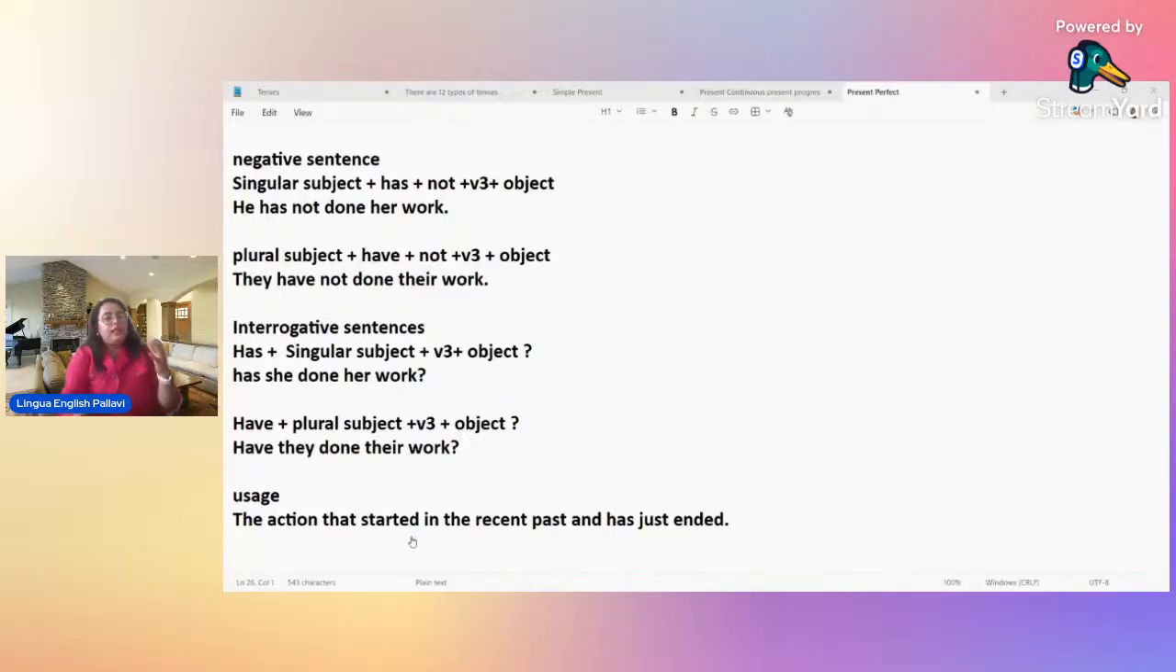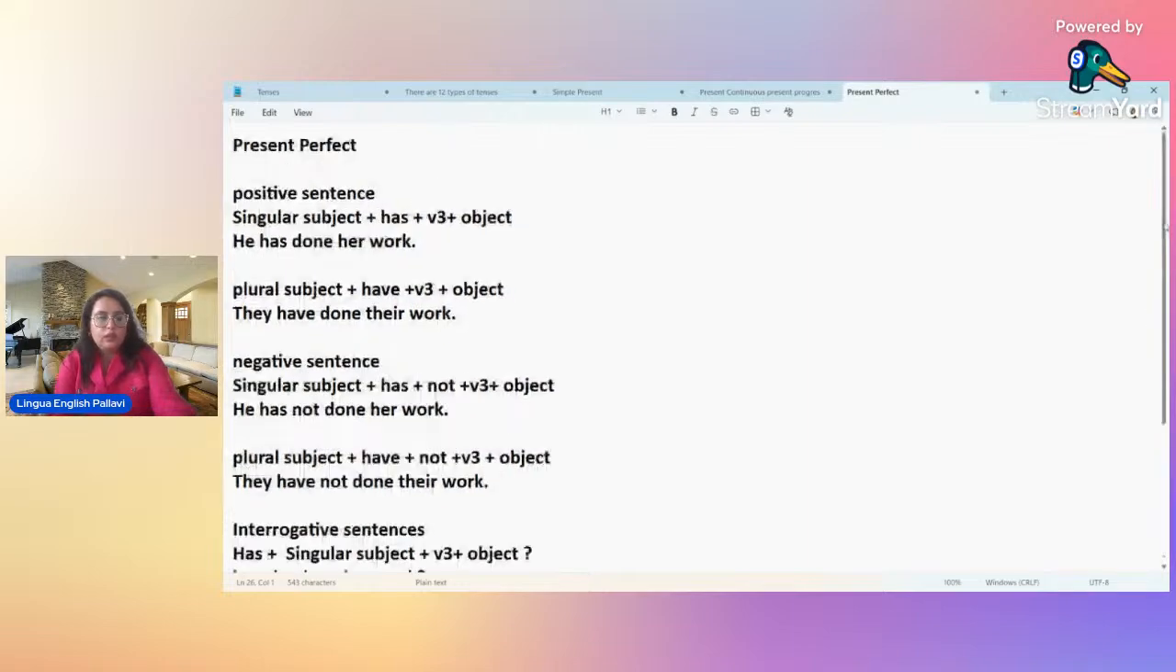And similarly, she has done the work means she started sometime back in the recent past and ended now. Our action started in the past a little while ago and has just ended perfectly. So the action that has perfectly ended, there we use this tense. Next, I believe now present perfect tense is clear to you. Make one sentence in the chat box using it. Yes, the same rule: singular subject plus has plus verb 3 plus object.